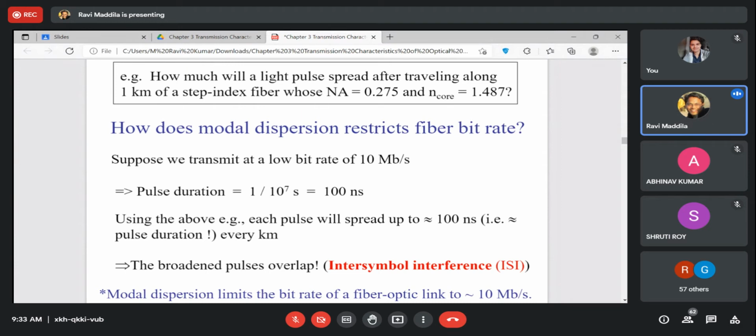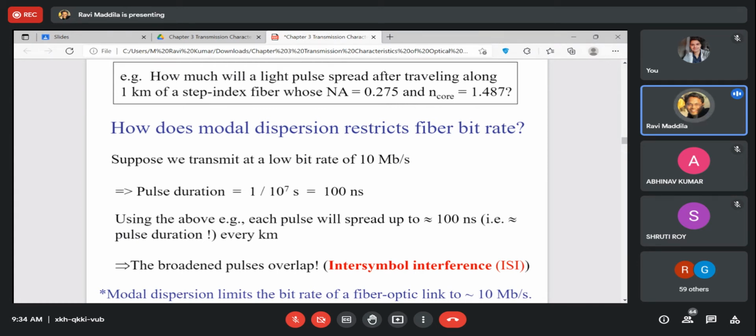So how does this modal dispersion restrict fiber bitrate? If we are transmitting at a bitrate of 10 megabits per second, which is 10 to the power 7 bits in 1 second, then the pulse duration is 1 by 10 to the power 7 seconds, meaning it is 100 nanoseconds, right? So 100 into 10 to the power minus 9, that is 100 nanoseconds. That is the duration of the pulse.